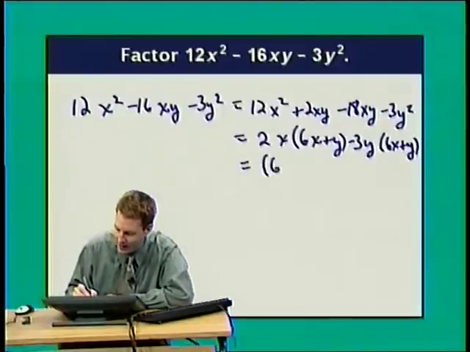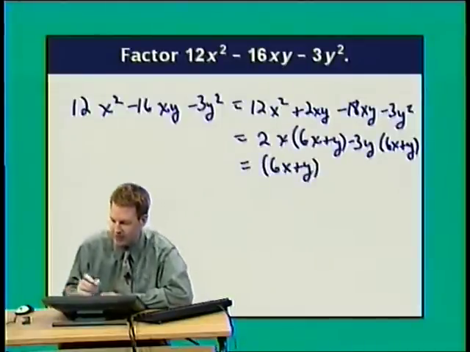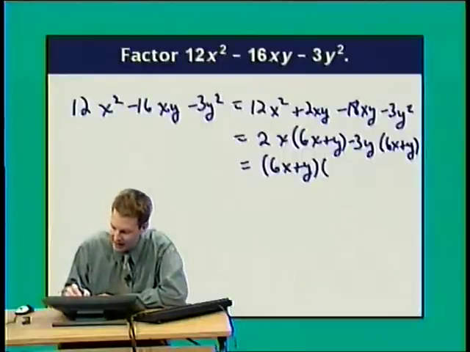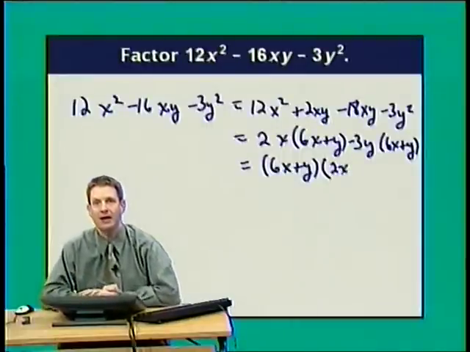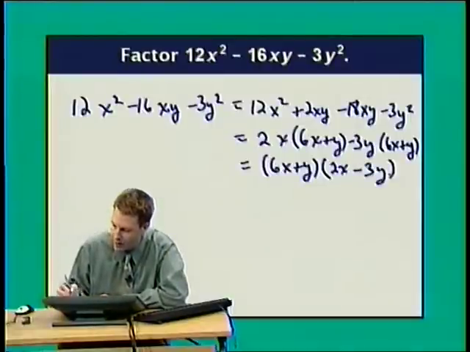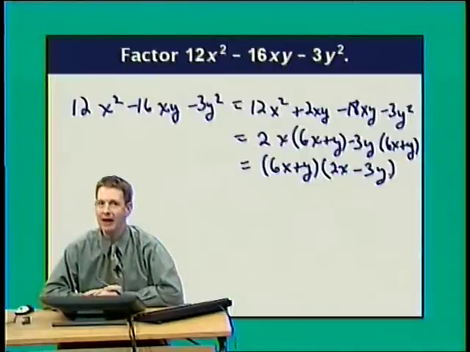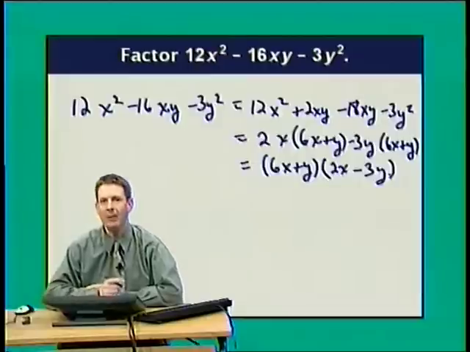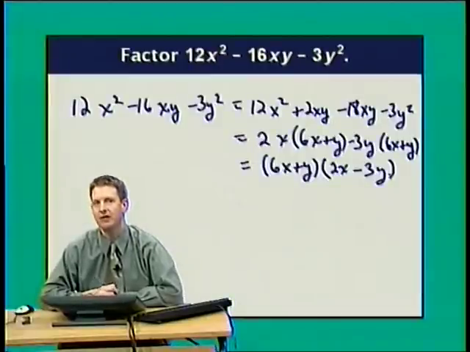Let's take out the binomial factor of 6x plus y. When I do that, I leave behind factors of 2 and x from the first term, and I leave behind factors of minus 3 and y from the second term. And as I indicated in the last problem, I'm going to let you do your own check because it's good practice for you.